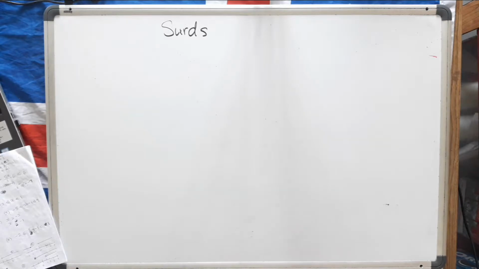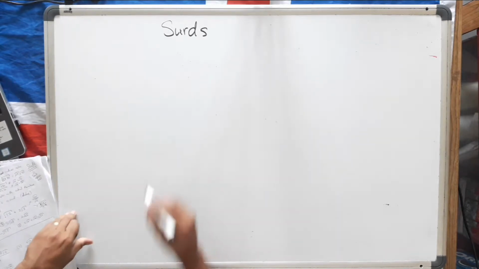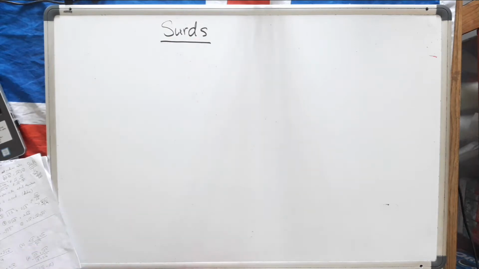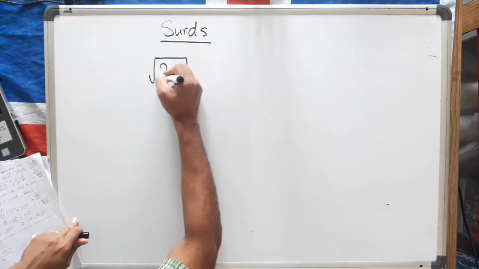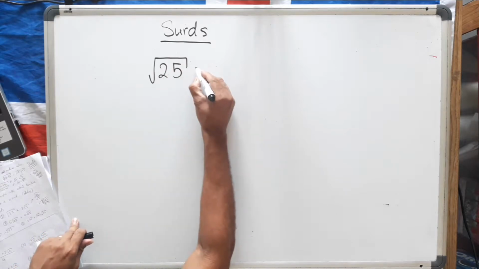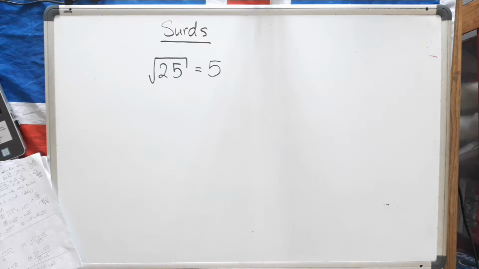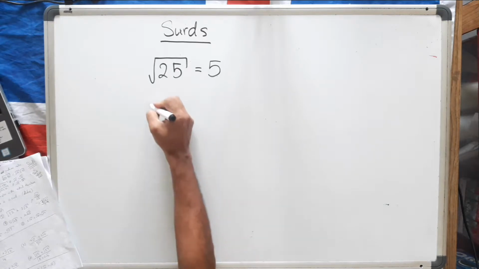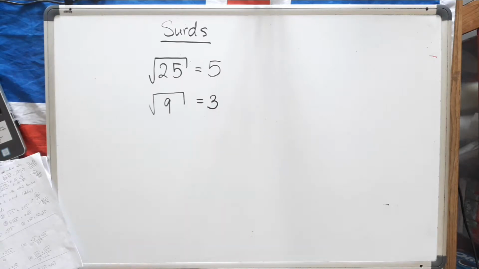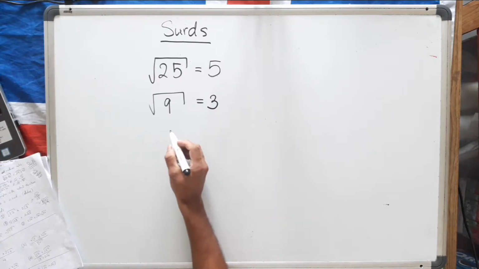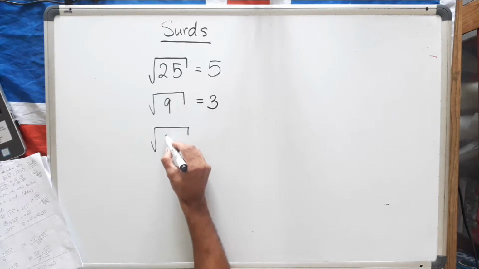Examples. First of all, what is a surd? We need to know what a surd is. If I ask you to square root 25, you will get a really simple answer. You will get 5. If I were to ask you to square root 9, you would simply get 3. But what if I told you to square root 6?